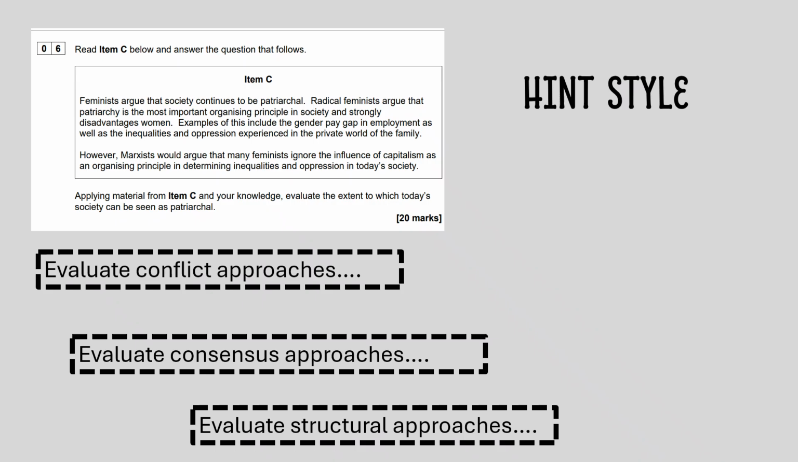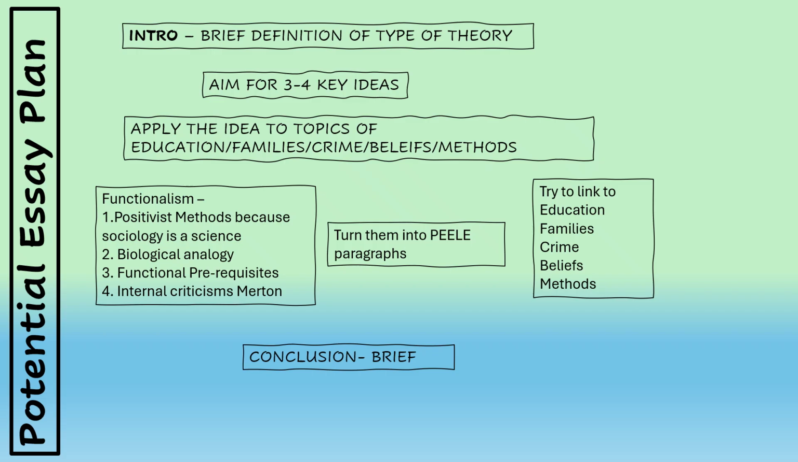Here are some other versions and takes on that hint style question. So it could be apply material from the item in your knowledge, evaluate conflict approaches, evaluate consensus approaches, maybe even evaluate structural approaches. So make sure you know the style of theory that you're revising. Conflict approaches, of course, are your feminisms and Marxism, neo-Marxism. Consensus is much more to do with functionalist ideas. Structural theories could encompass functionalism, Marxism, and indeed feminism.